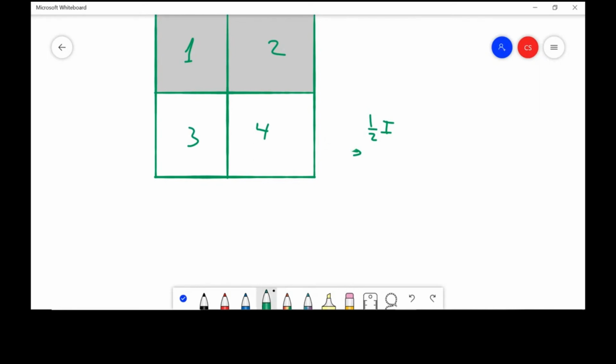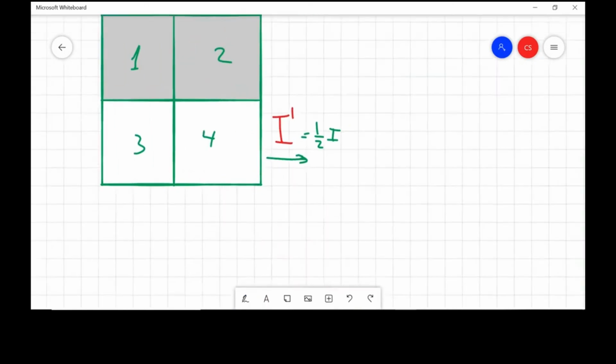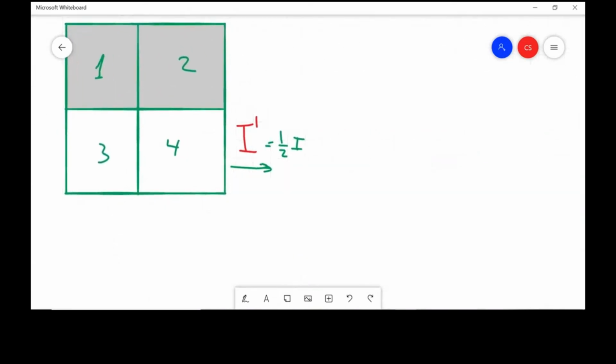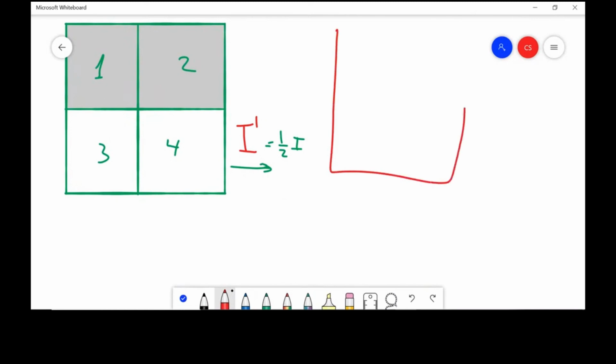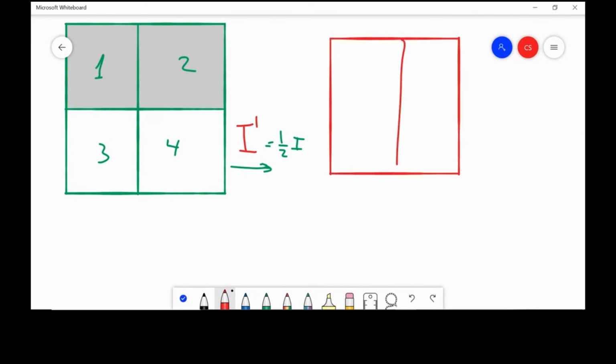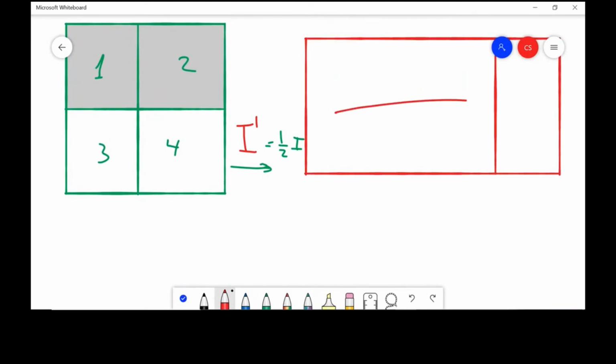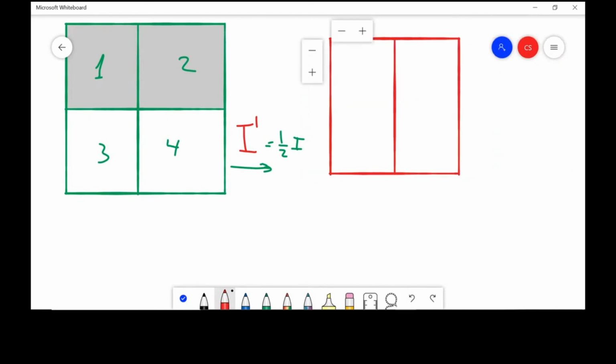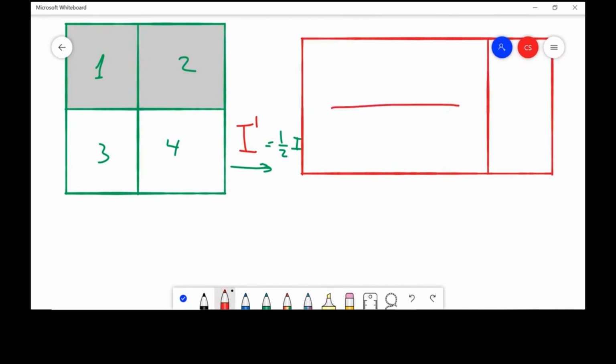This will be the red image, I prime. So now my new image I prime will also have 4 values.